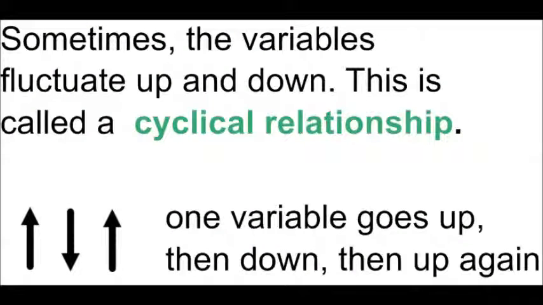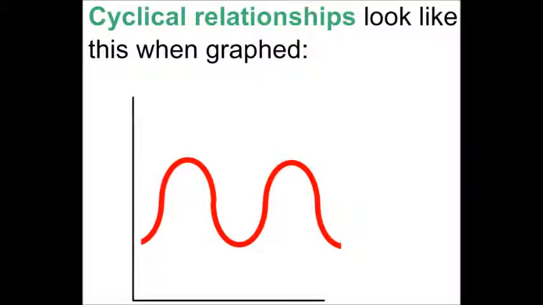Sometimes variables fluctuate up and down. This is called a cyclical relationship. This is where one variable goes up, then down, and then up again. Cyclical relationships look like this when they're graphed.